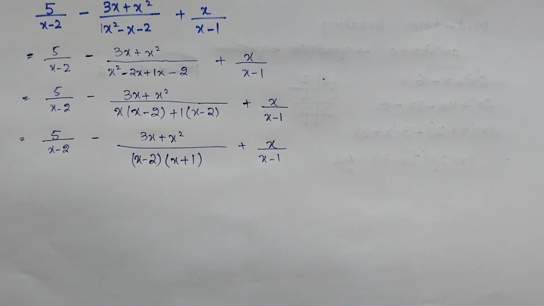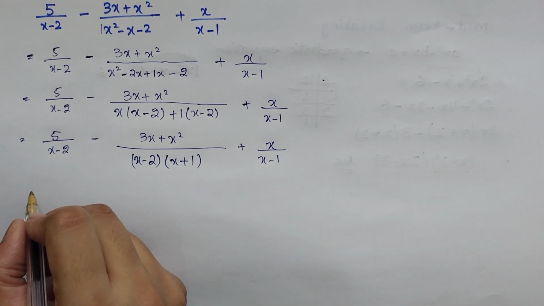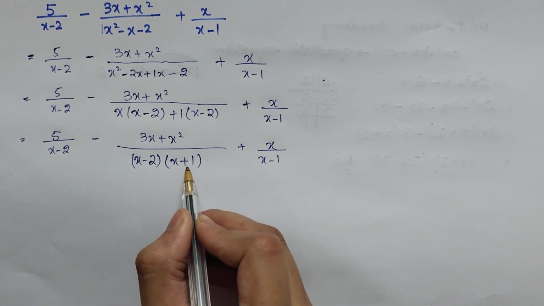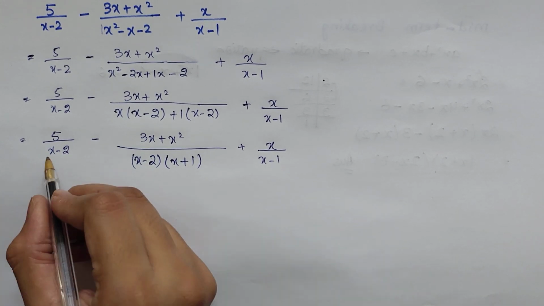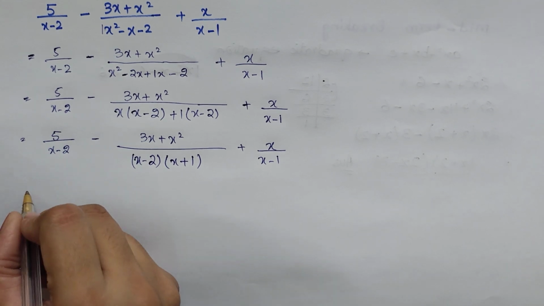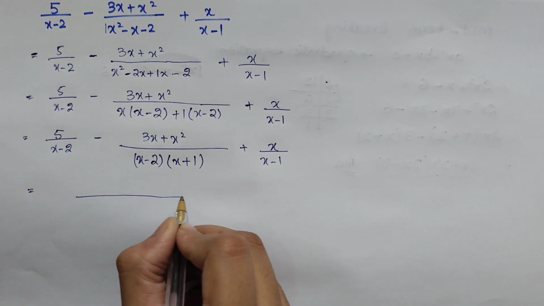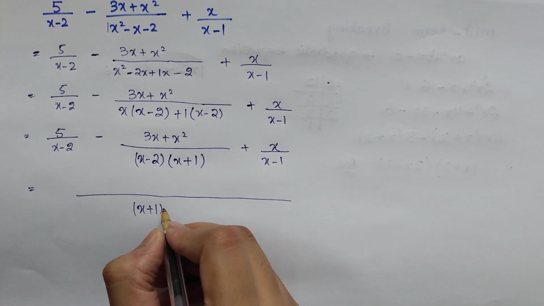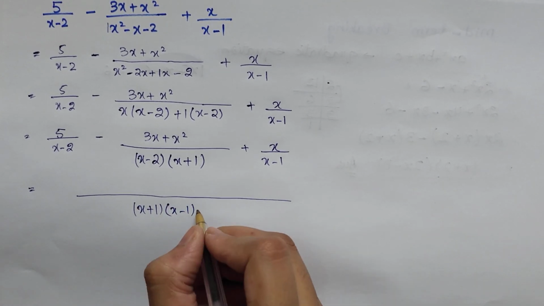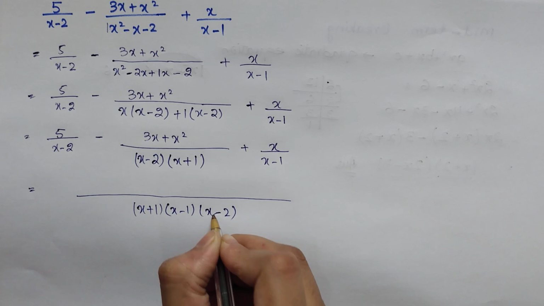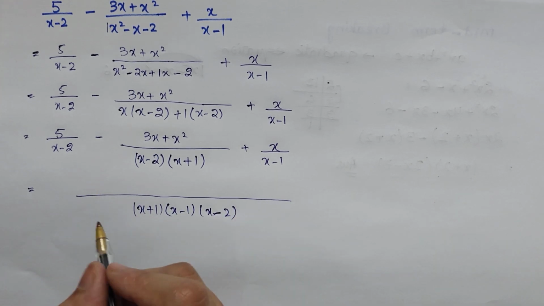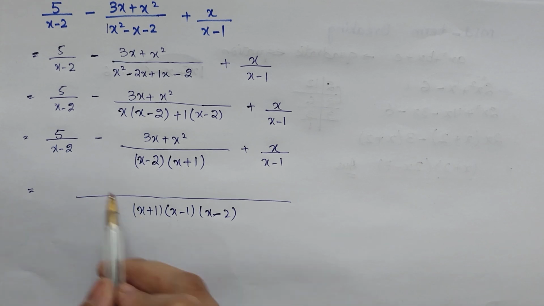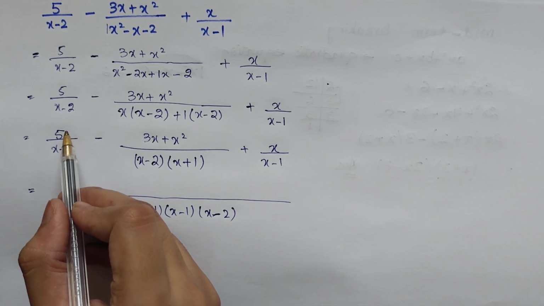Denominator same means taking the LCM. Here in the denominators we have x minus 2 and x plus 1, here x minus 1 and here x minus 2. So I'm taking the LCM of all these terms. All these terms come once: x plus 1, x minus 1 and x minus 2.